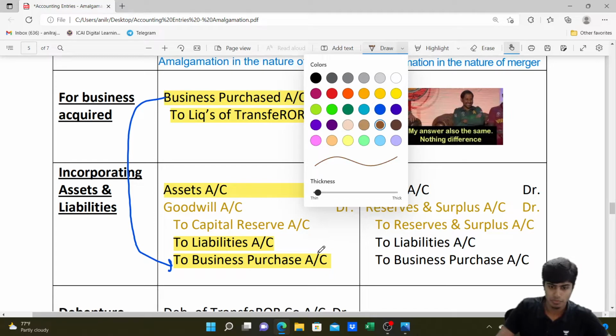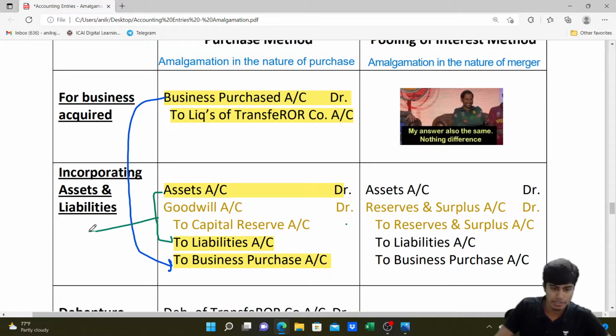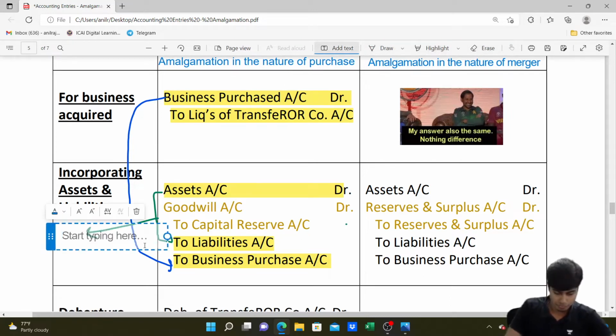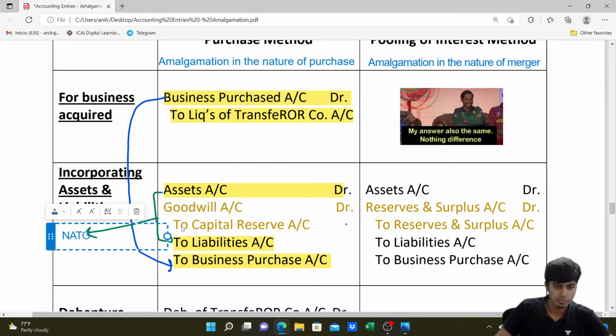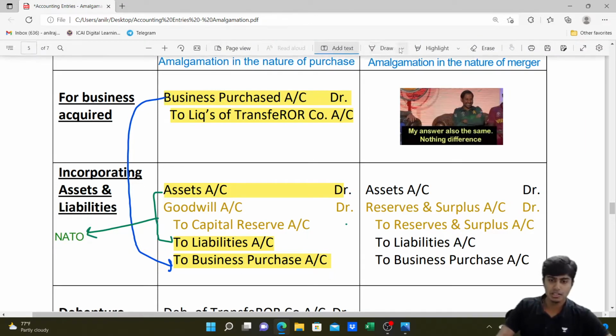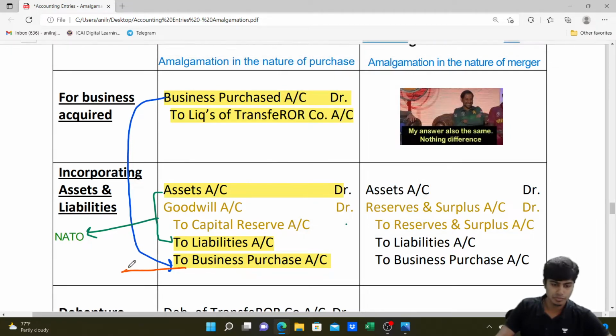We take brown. Green. See, this is assets minus liabilities, whatever is there here. This is NATO, net assets taken over. And this business purchase, whatever is there here, that my friends is PC. This will be credited to the extent of PC.